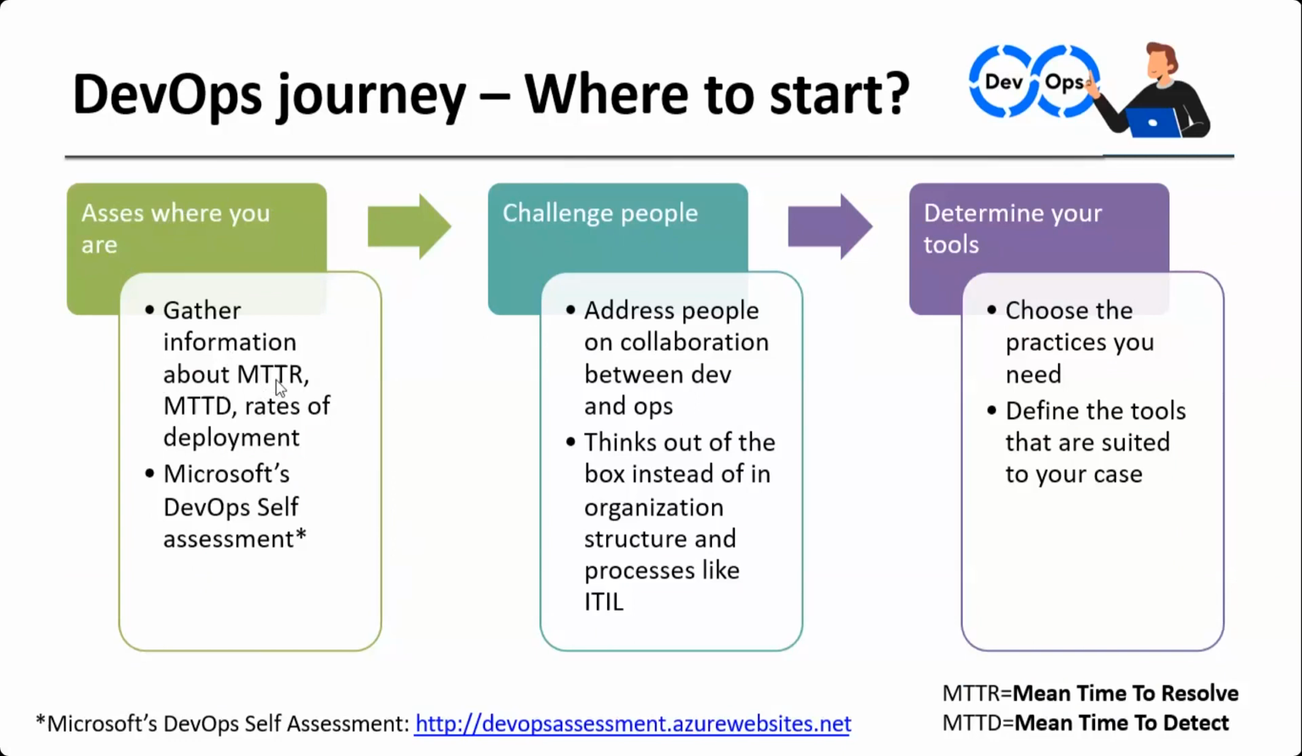Get the information about MTTR and rates of deployment, challenge people, address people on collaboration between dev and ops, think out of the box instead of organization structure and processes like ITIL, and determine your tools, choose the practices you need, define the tools that are suited to your case. So usually software startups or even giant companies use this mainly for dashboards or software.